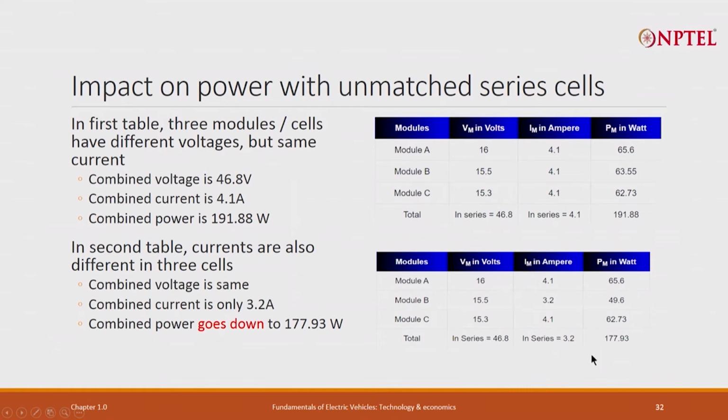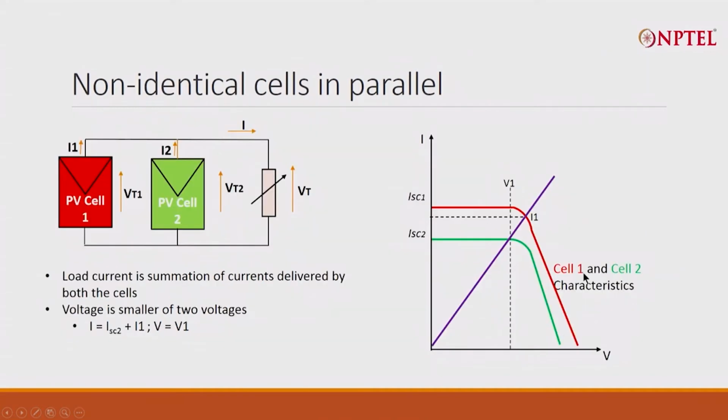Here the current, this will be 46.8, but in series the current is 3.2. So, it is a multiplication. These 3 do not add to this. Okay. All right. So, very important. This is what happens. So, you have to multiply this with 3.2. Here you still can multiply 4.1. Voltage will get added. So, this is an important point, and this is for non-identical cells in series.